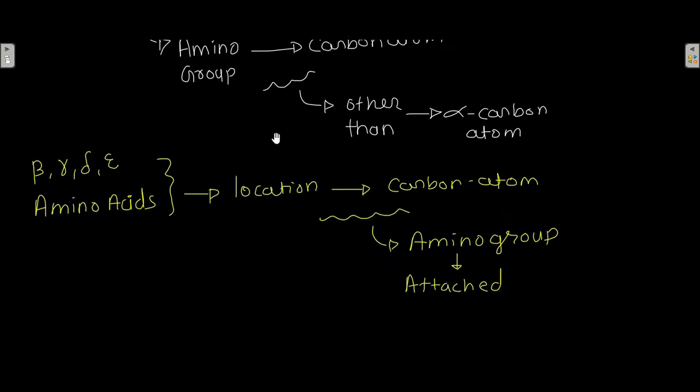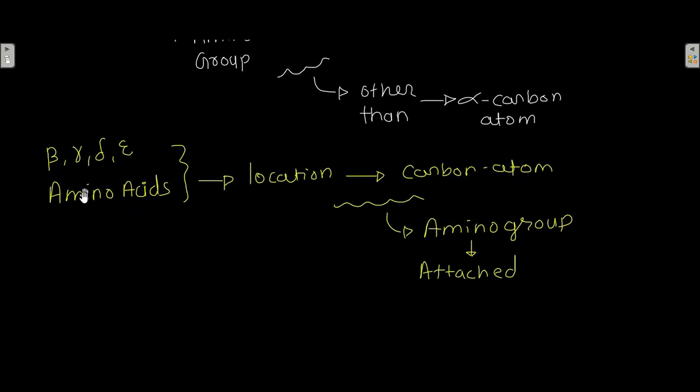So those amino acids can be beta, gamma, delta, epsilon amino acids, and this will depend on the location of the carbon atom to which this amino group is attached. If the amino group is attached to the beta carbon atom, then that amino acid will be called a beta amino acid. If the amino group is attached to the delta carbon atom, for example, then that amino acid will be known as a delta amino acid.